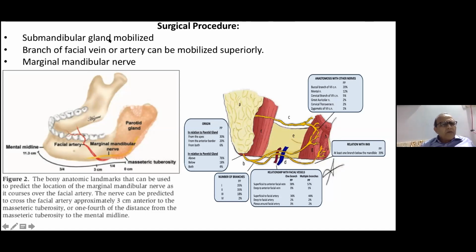The submandibular gland can be mobilized, but we did not find any problem in the endoscopic approach. This may be a problem in an open approach. You might have to mobilize the gland significantly, but in the endoscopic approach, we did not do anything with the submandibular gland so far in any of our cases.